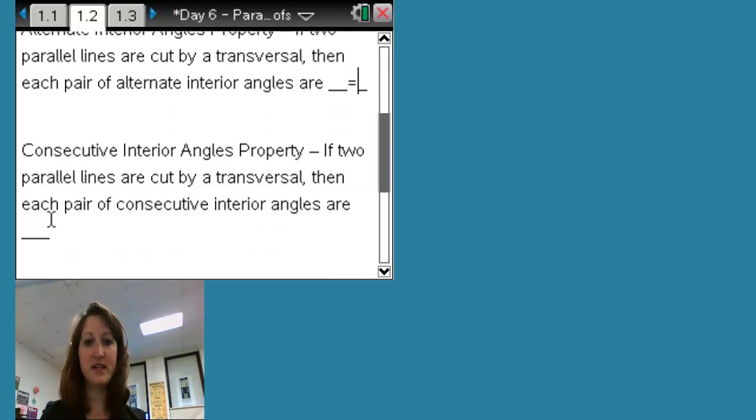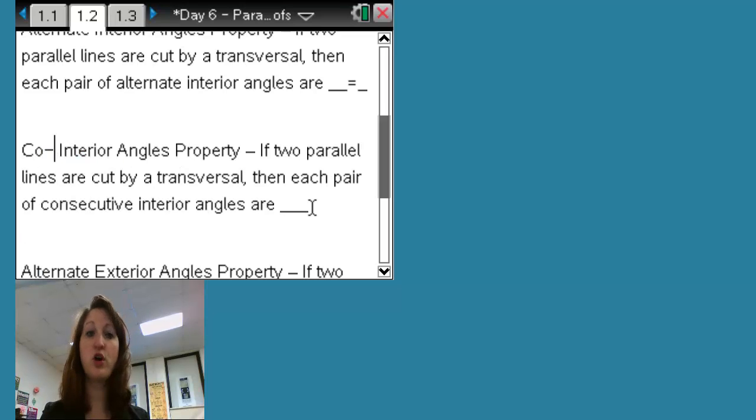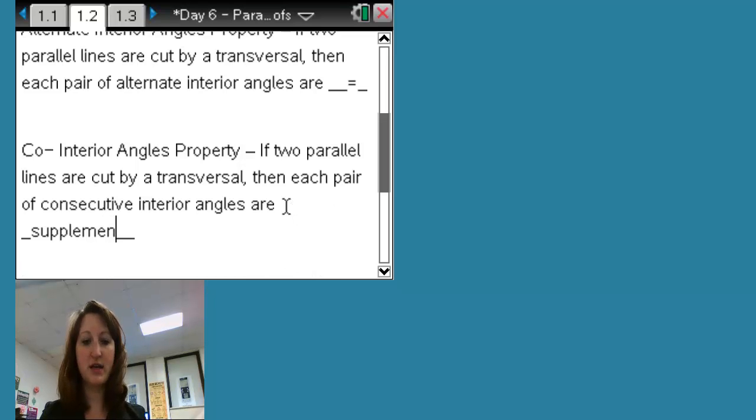Same thing with consecutive interior angles. Actually, we usually will see them called co-interior. If two parallel lines are cut by a transversal, then the consecutive or co-interior angles are actually supplementary, which means that they add up to 180. If you want to put that in your packet, you can do that just as a little reminder.